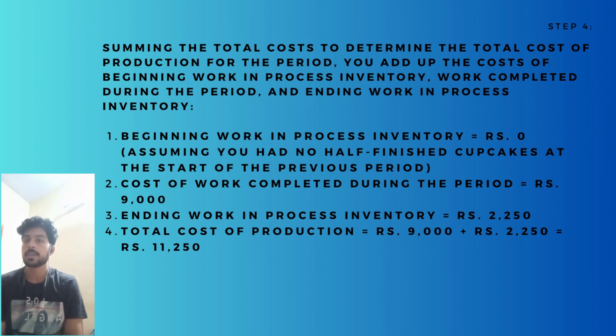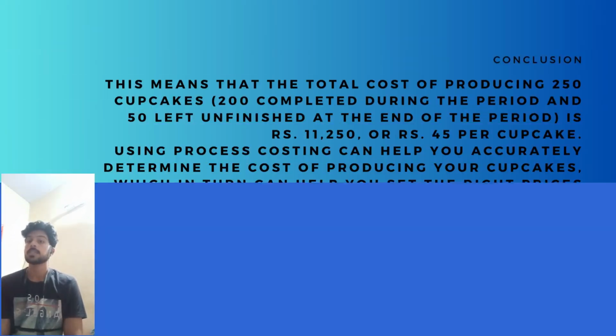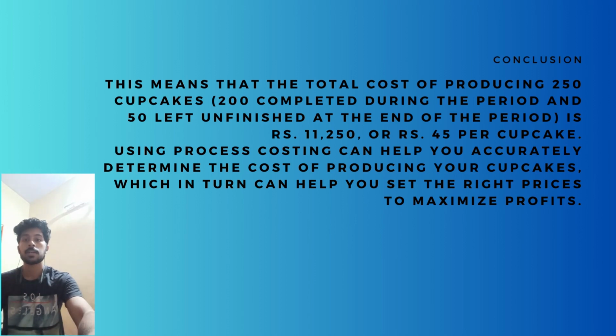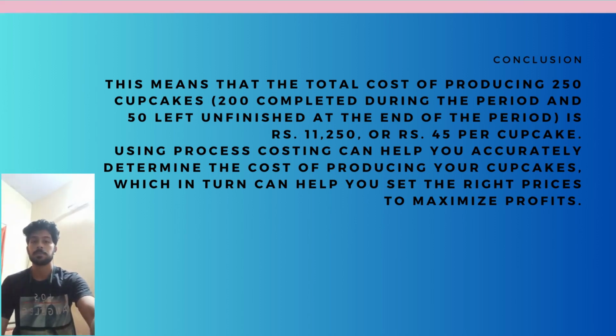And summing it all up, this means that the total cost of producing 250 cupcakes, 200 completed during the period and 50 left unfinished at the end of the period, is 11,250 or rupees 45 per cupcake. Using process costing can help you accurately determine the cost of producing your cupcake, which might help in turn set the right prices to maximize profit.